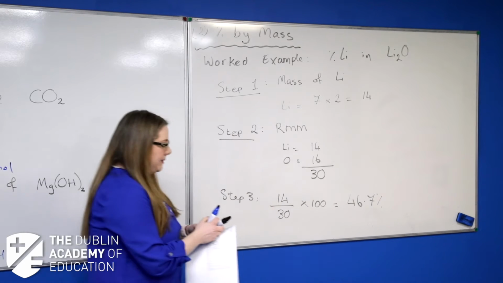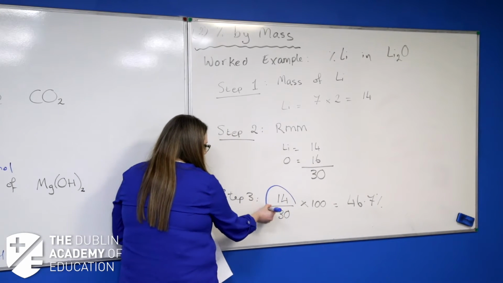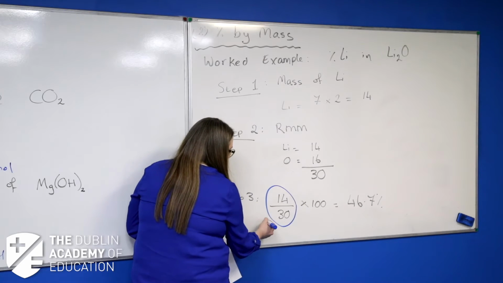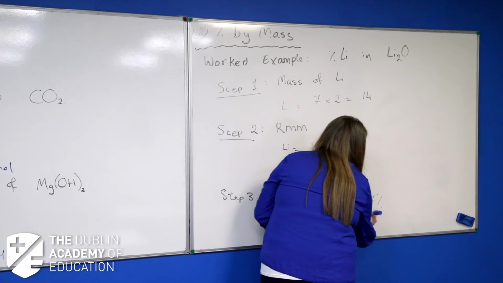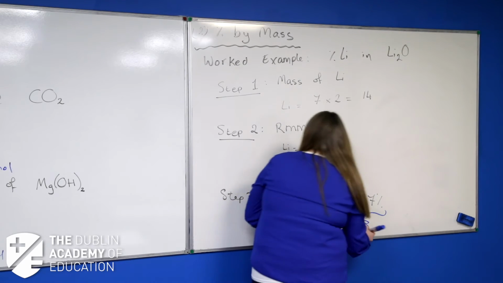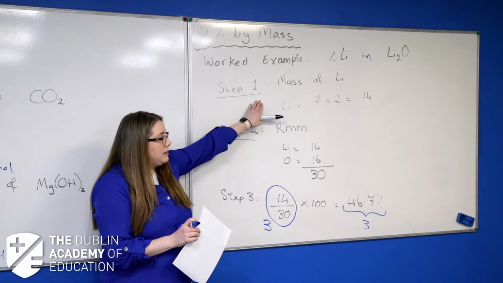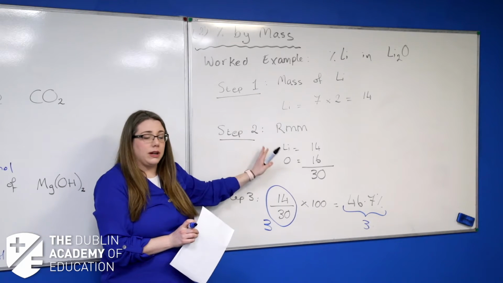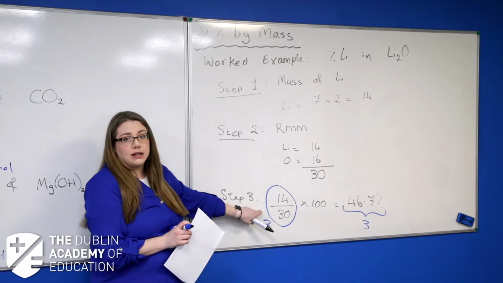Now, where are the marks in this? You get 3 marks for writing it like this, for having 14 over 30. And the other 3 come from your percentage. So it's really important that you show your workings. It's not necessary to show this bit here. If you're perfectly confident working it out, that's fine. I still would. This is where the marks are.